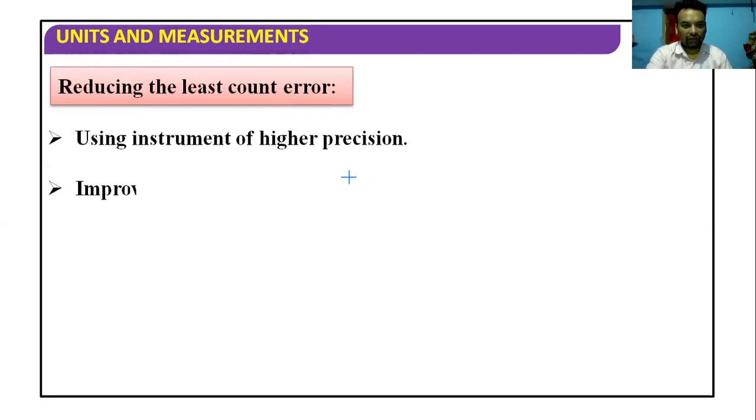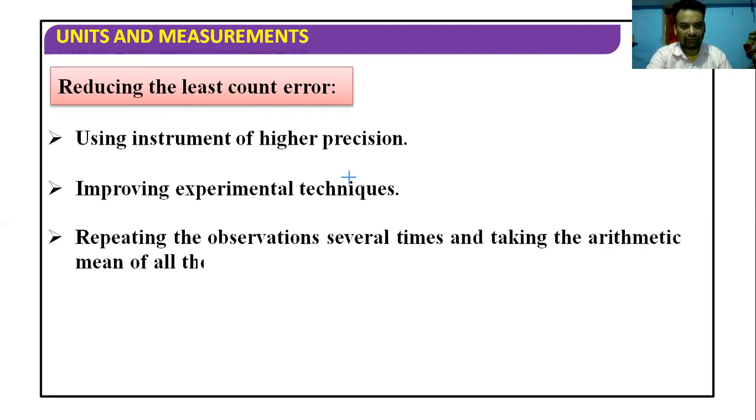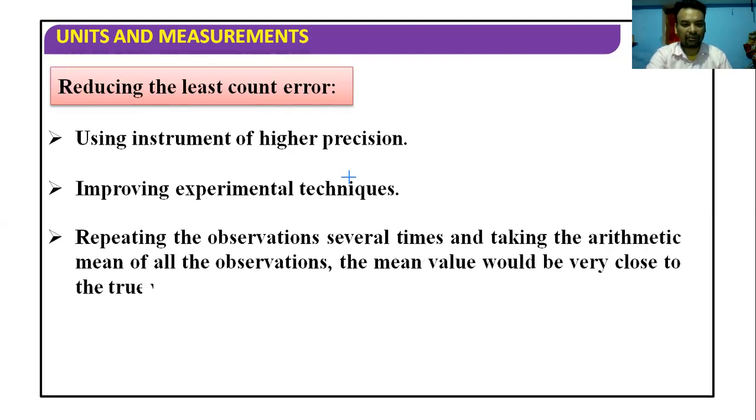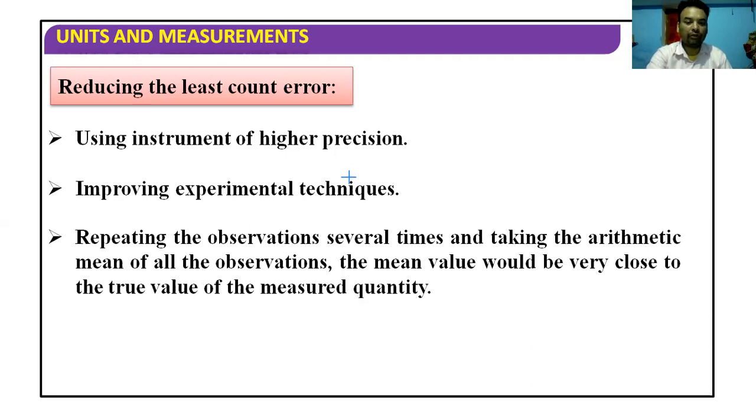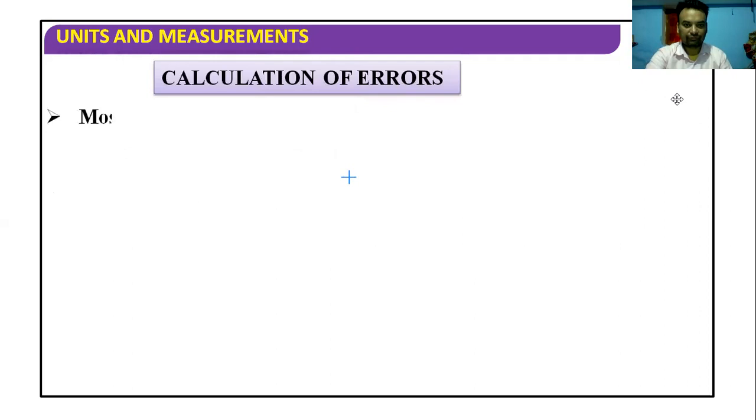Reducing the least count error. So how to reduce the error in a vernier caliper or in a spherometer or in a screw gauge? The same, we have to repeat the experiment several times and then we will take the mean value of our values. This is the main procedure which is followed to reduce the least count error. Perform the experiment many times, get the many values and then take the mean of all those values. That will reduce the error.